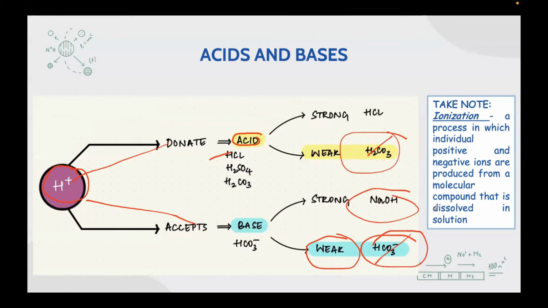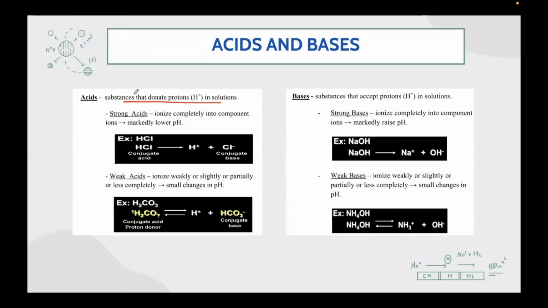So, refresh lang natin sa ating mga isipan, si ionization is a process in which individual positive and negative ions are produced from a molecular compound that is dissolved in your solution. Okay, mag-iiba lang kung strong or weak. Sa acid mo, meron kang strong and weak. Sa base mo, merong strong base, merong weak base. Pag mga acids, sabi nga natin, these are the substances that donate protons or your hydrogen ion in the solution.